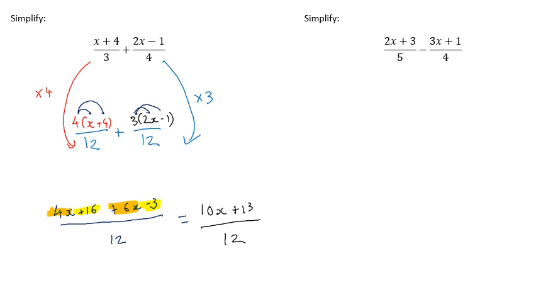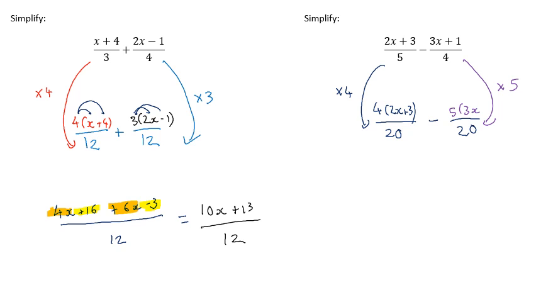Okay, so with this question on the right, our denominator is going to be 20. So we get 4 lots of 2x plus 3. Here, I've multiplied by 5, so I get 5 lots of 3x plus 1. Next line, I combine them all into one single fraction. Now when I expand out the first bracket, I get 8x plus 12.